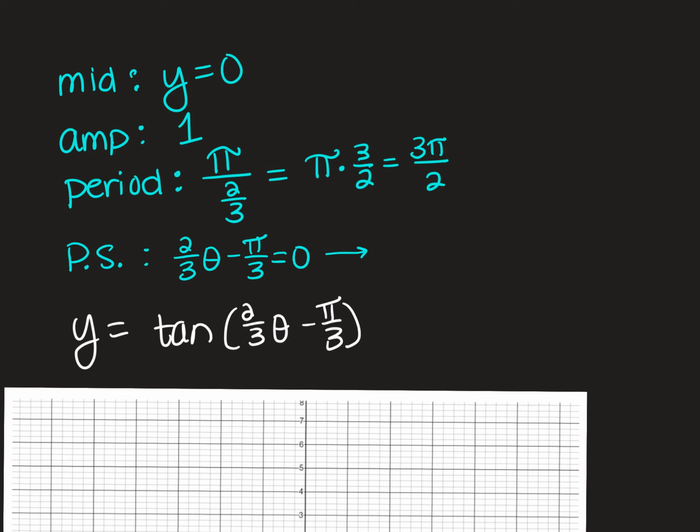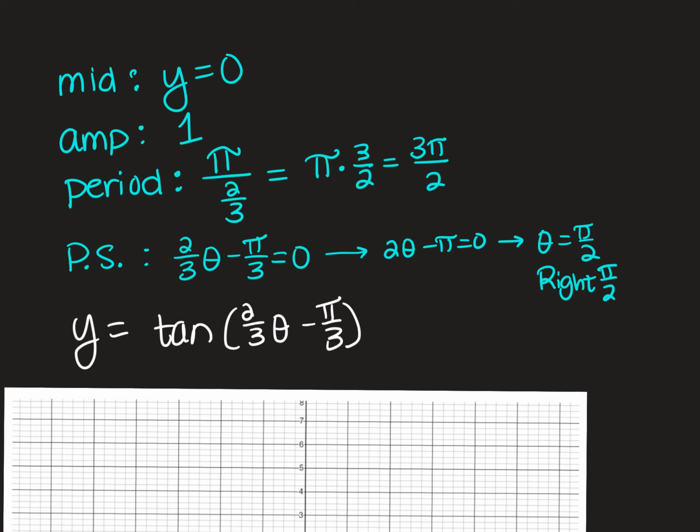I'm going to multiply everything by 3 just to make it a little bit easier. So 2 theta minus pi equals 0. Add pi to both sides and divide by 2. So we get theta equals pi over 2. Now, remember, that tells us our phase shift, right? So if it's positive, what direction does that mean it moves? Right. So we're going to move right pi over 2 units. So that means the start of the first cycle is right pi over 2 units.